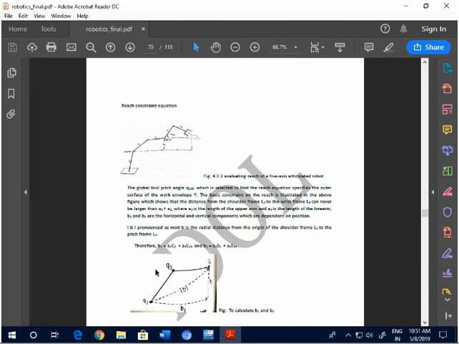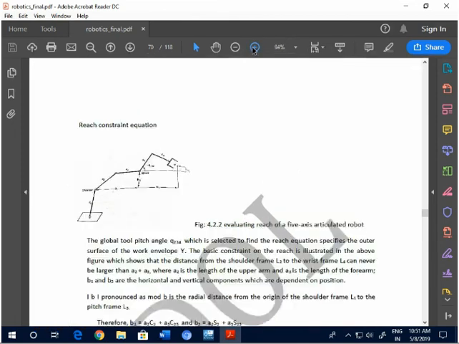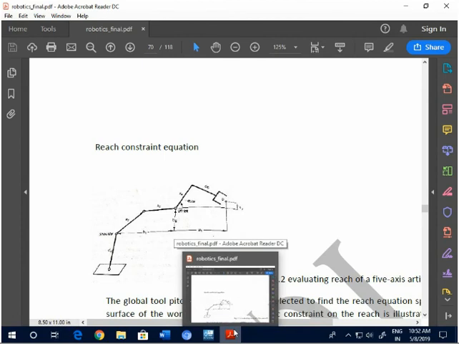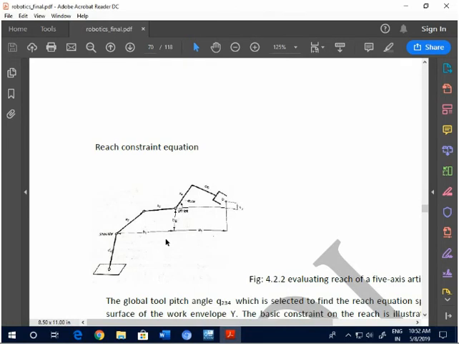In this you can see the link of the upper arm is given by A2, and the link of the lower arm is given by A3. I'll just magnify it more. Upper arm is A2, forearm is A3.